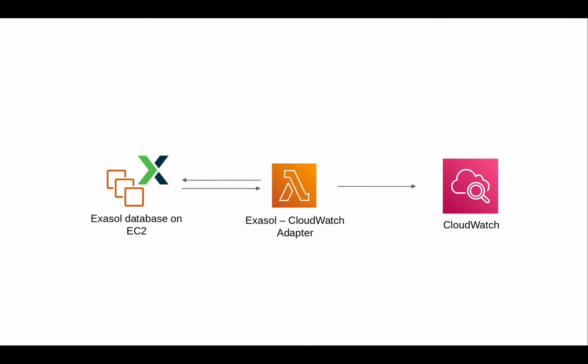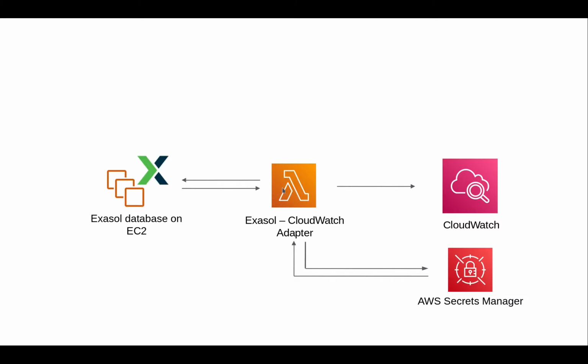Okay, so let's see how it works. So basically, the Exasol CloudWatch adapter is an AWS Lambda function that is invoked every minute. Each minute, it fetches the statistic data from your Exa statistics table inside of your Exasol database using the SQL interface of your Exasol database. Then it reports these metrics to AWS CloudWatch from where you can watch them. So, the data is reported each minute and it is stored in AWS CloudWatch.